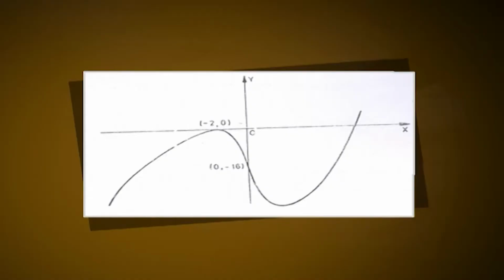Since d²y/dx² changes sign as x passes through 0, the curve has a point of inflection for x = 0, that is, at the point (0, -16). The above details enable us to trace the given curve. A rough sketch of the required curve is shown in figure 1.